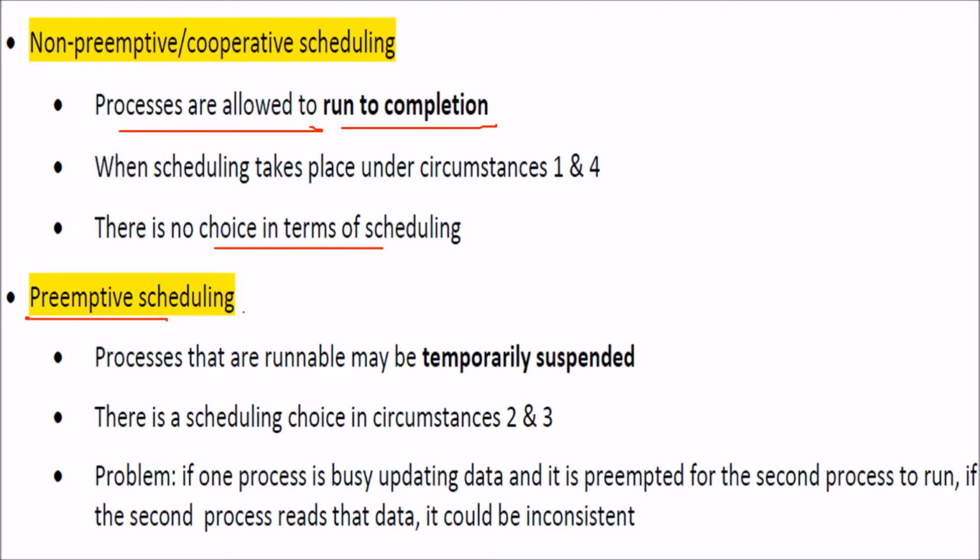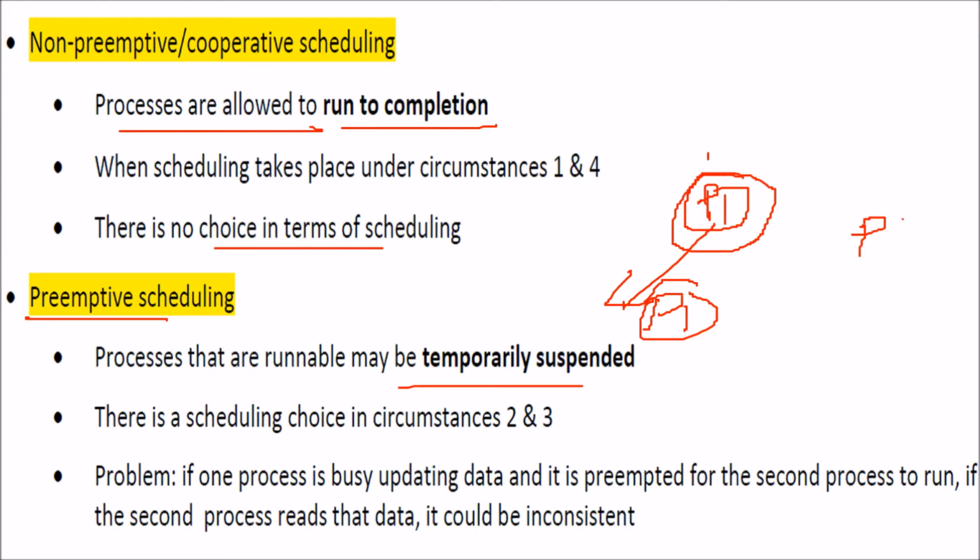In preemptive scheduling, even if the process is working, it may be temporarily suspended. It can be sent from the running state to a waiting state. But what problem can arise? See, if you have process P1 here, which is updating its data, and you have just preempted it, P1 comes out from the CPU.